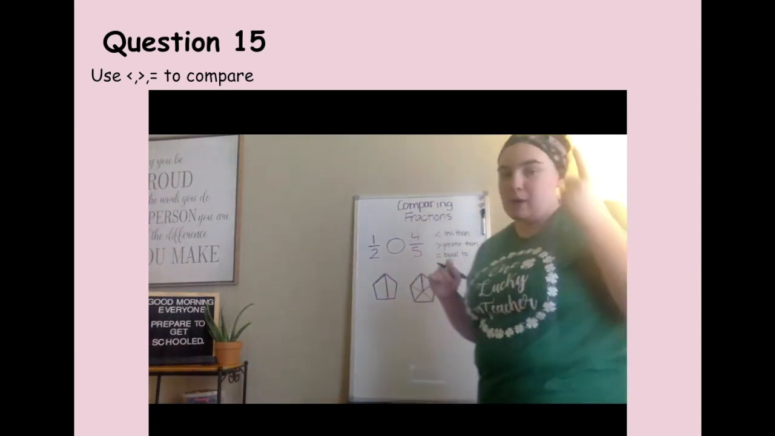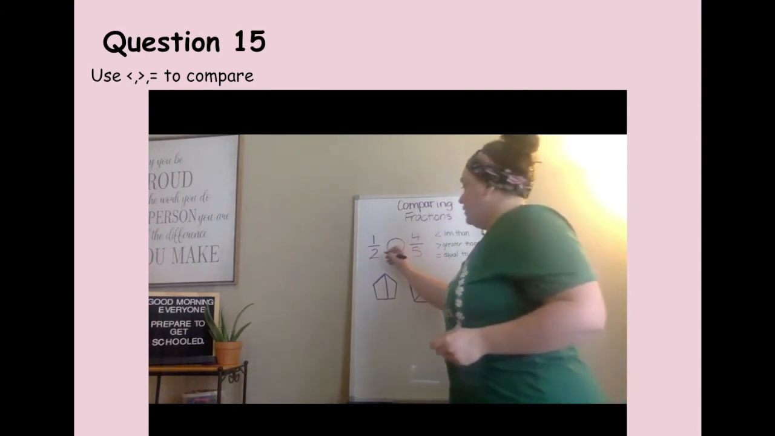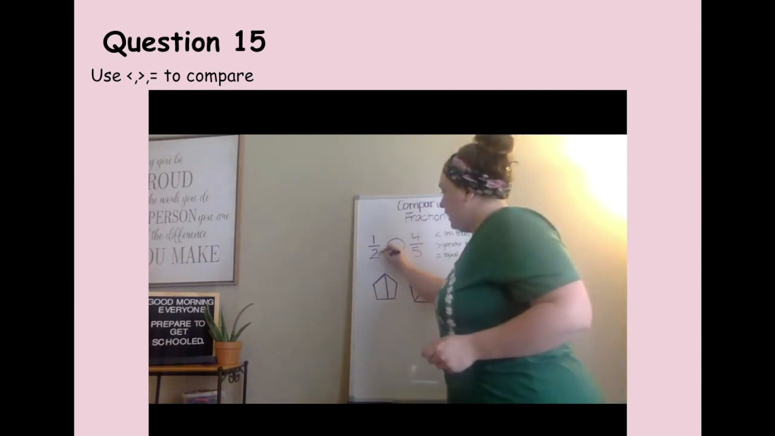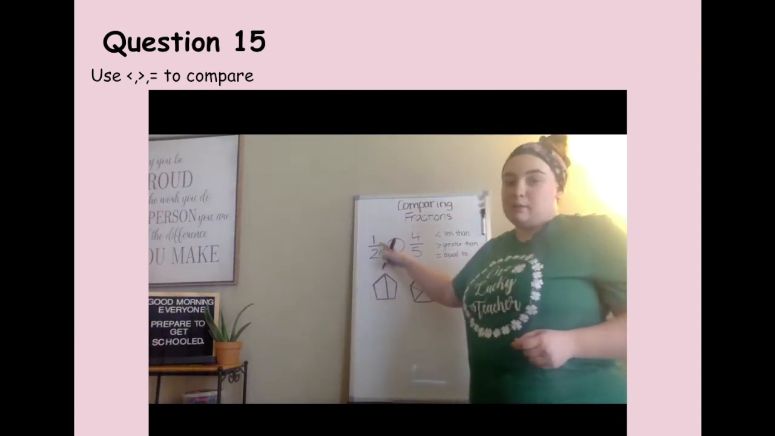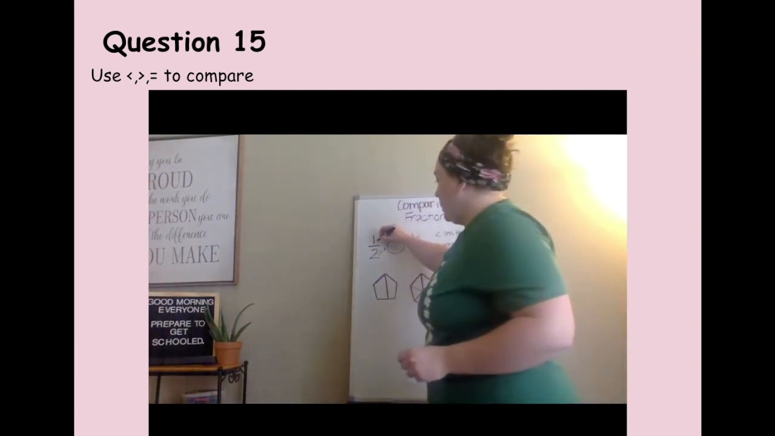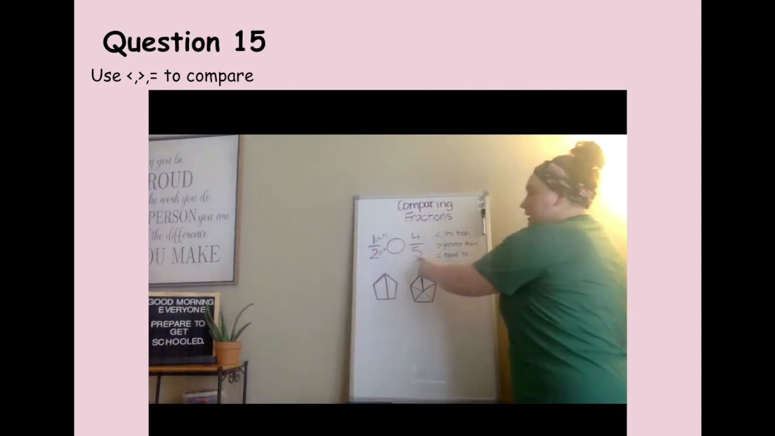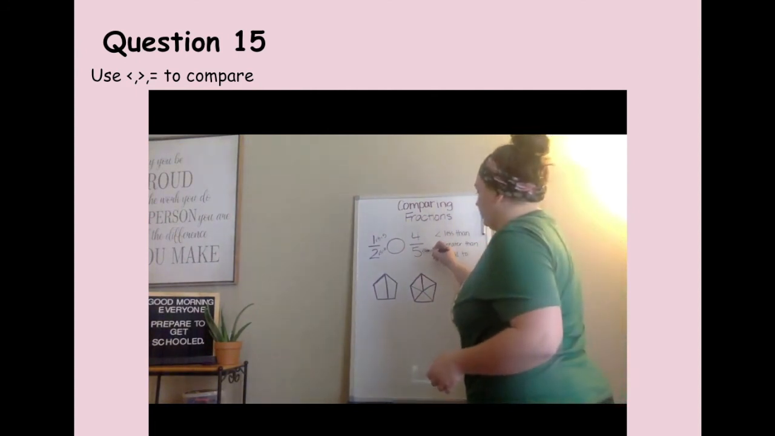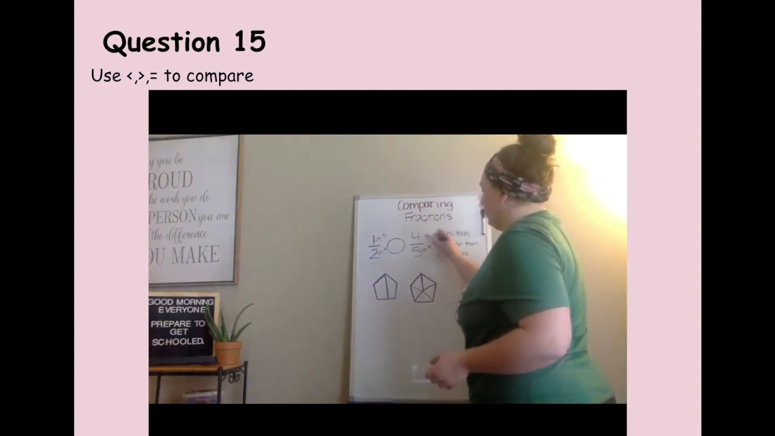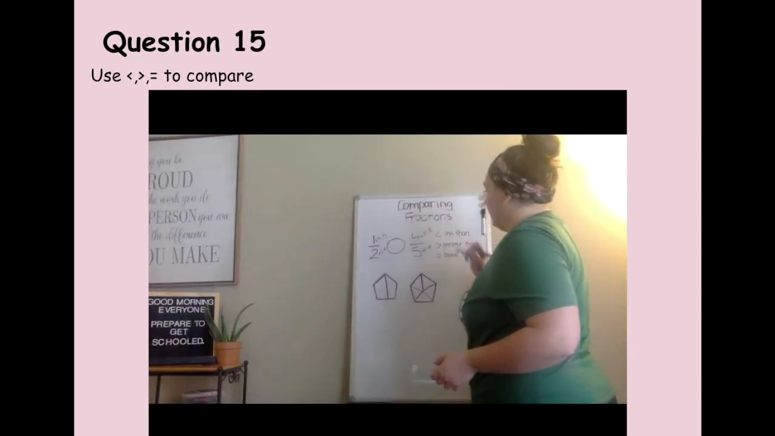Okay, so the first one that pops into my head is 10. 2 times 5 is 10. And anything I do to the bottom, I have to do to the top. So 1 times 5 is 5. Now, how am I going to get my 5 to 10? I'm going to multiply by 2. 5 times 2 equals 10. Do the same thing to the top. 4 times 2 equals 8.